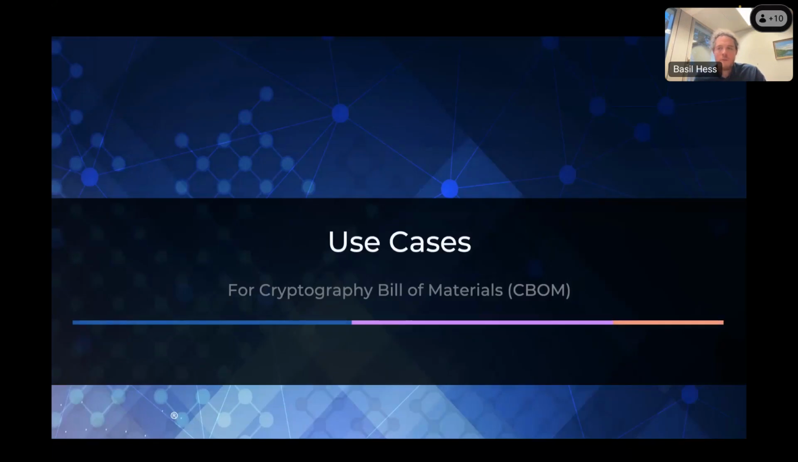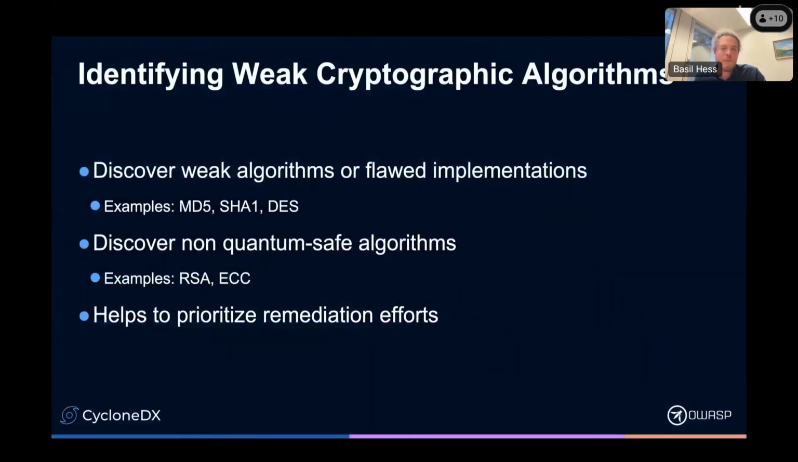So first, going over some high-level use cases that we considered in the working group. The first use case, maybe the most natural, is cryptography. What we want to do is be able to identify weak cryptographic algorithms, right? There is still, unfortunately, some use of weaker algorithms such as MD5 or SHA-1 for hashing or DES for encryption that we need to capture.